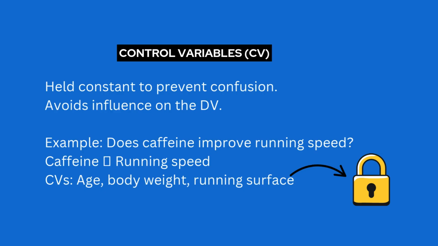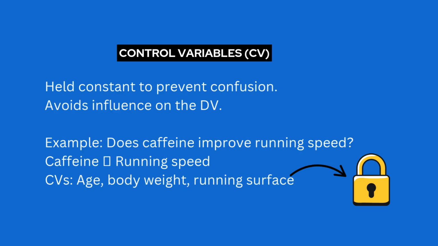Why do we need controls? In this research question, we need to keep controls because younger and lighter runners may naturally run faster than the older ones. So if you don't control for that, we won't know if the speed increase was from caffeine intake or just because the runner was young and athletic.